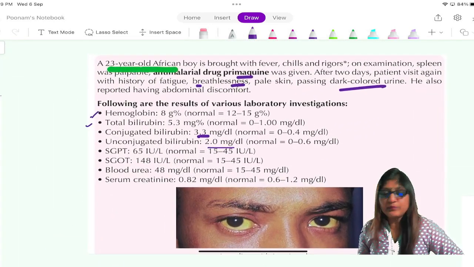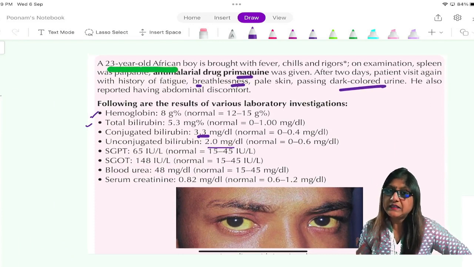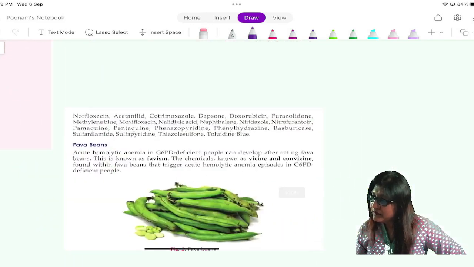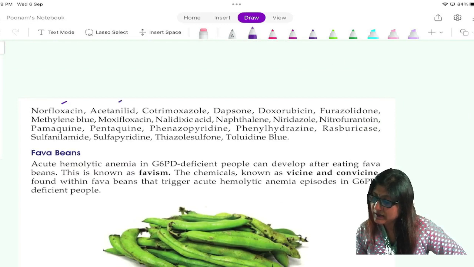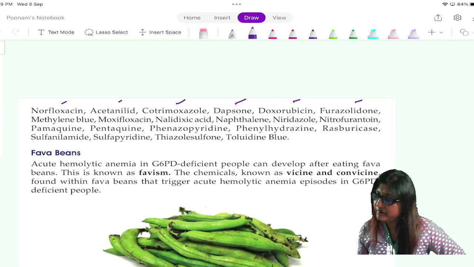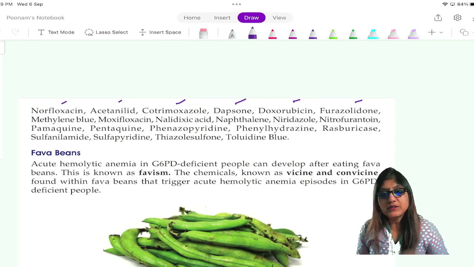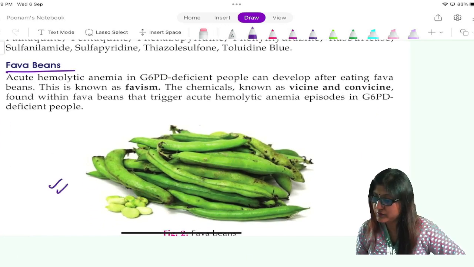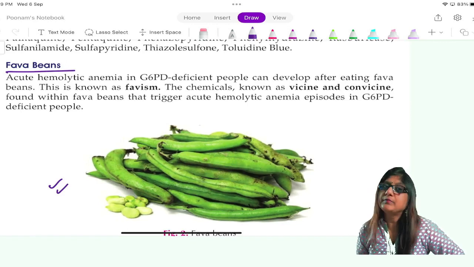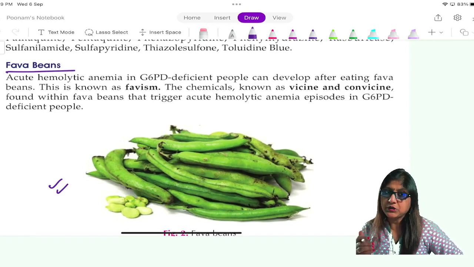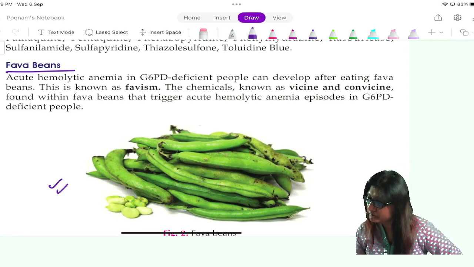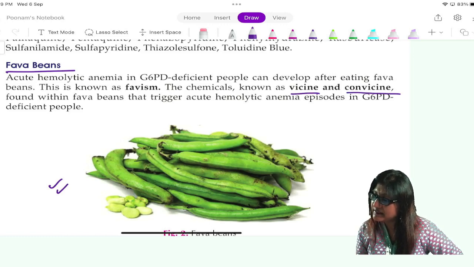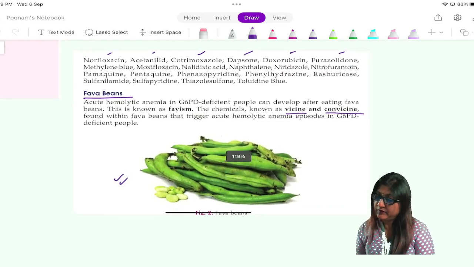Such kind of presentation is very commonly seen on intake of certain strong antibiotics, Primaquine, certain food items like fava beans. For example, if you read here, norfloxacin, acetanilide, cotrimoxazole, dapsone, doxorubicin, furazolidone, methylene blue, and a number of antibiotics, Primaquine, and all they are going to precipitate the oxidative stress in the cell. And fava beans is also commonly used in Chinese food items, and excessive consumption of fava beans also precipitates the hemolytic episode in the patient having underlying or borderline G6PD deficiency. Right, the chemicals known as vicin and convicin are responsible for hemolytic attack. They are found in fava beans.